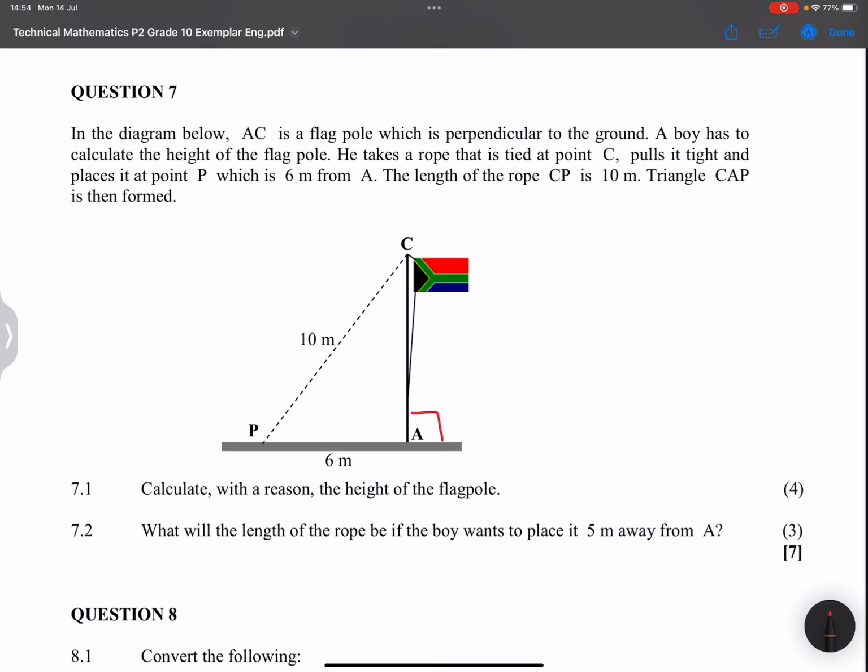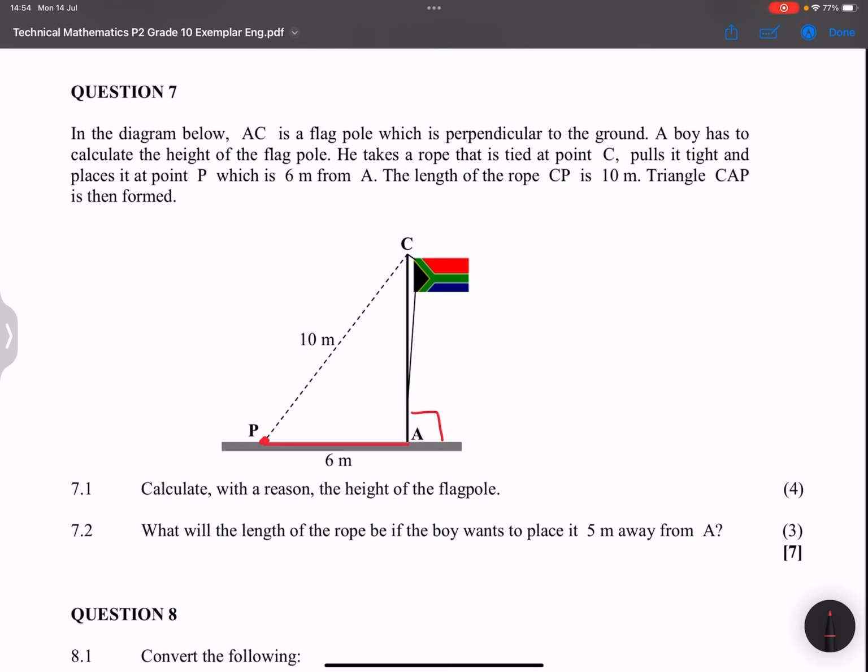He takes a rope that is tied to C, pulls it tight, and places it at point P. So there's the rope placed at point P, which is 6 meters from A. So this distance here from A till P is 6 meters, but that's already been indicated. Now they say to us the length of the rope CP is 10 meters. Triangle CAP is then formed.